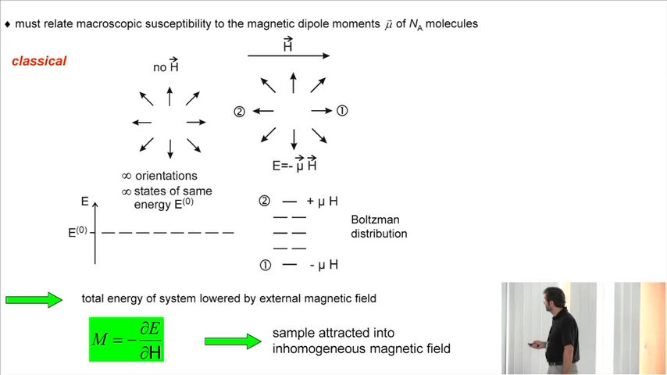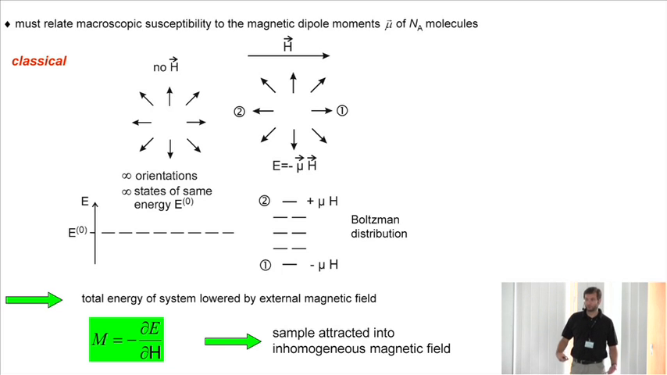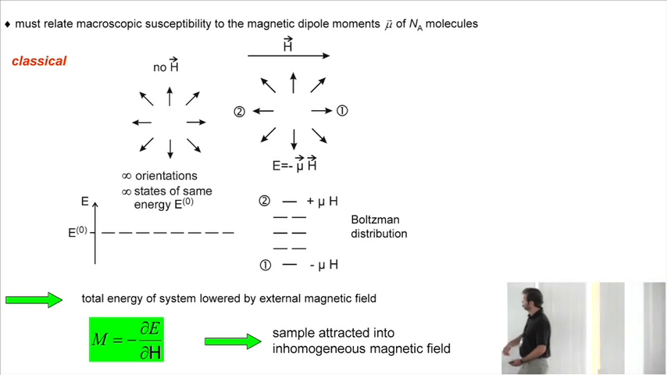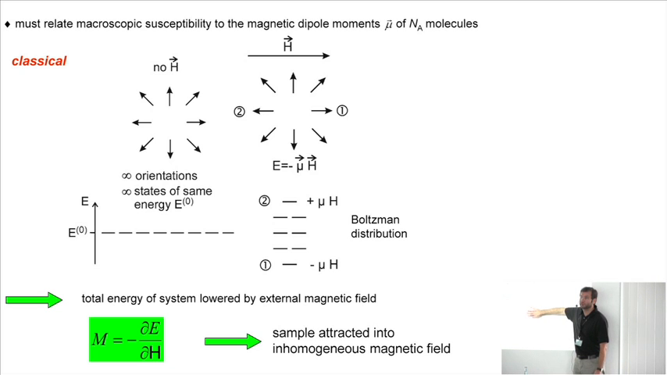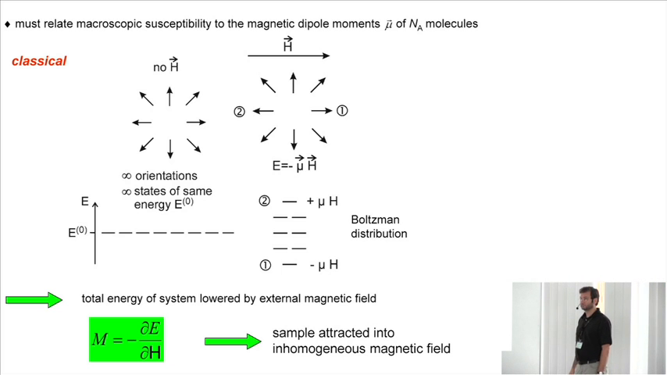And now what we are doing is we make a Boltzmann population of these energy levels. If you do this at any normal temperature, the lower energy levels are more populated than the higher energy levels. So what is the total energy of the system in the field? It's smaller compared to the zero field situation. A very important aspect is that for a paramagnetic sample, the total energy gets lowered by an external magnetic field.